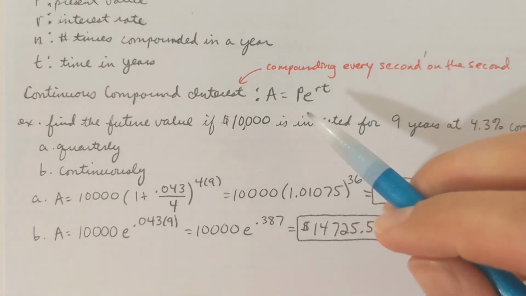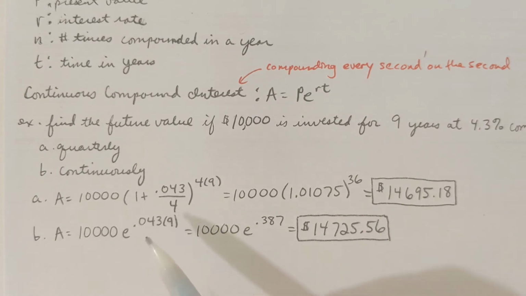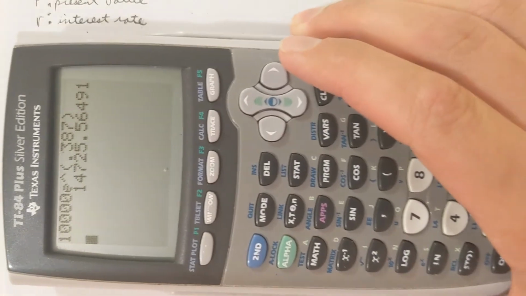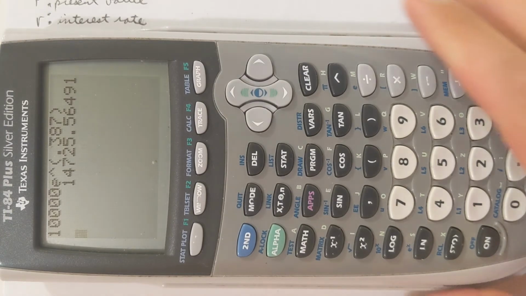Use the PERT equation to solve. P is $10,000. E is the number e, to the rt power, r is 0.043 times t is 9. 0.043 times 9 gives you 0.387. And so when you type that in, 10,000 times e to the 0.387, I'm getting $14,725.56.